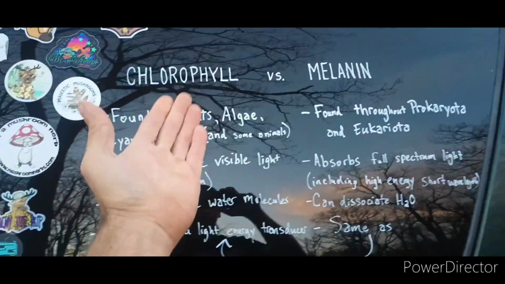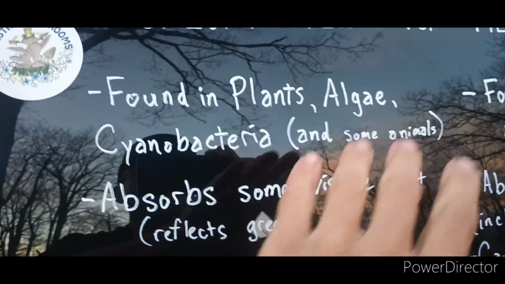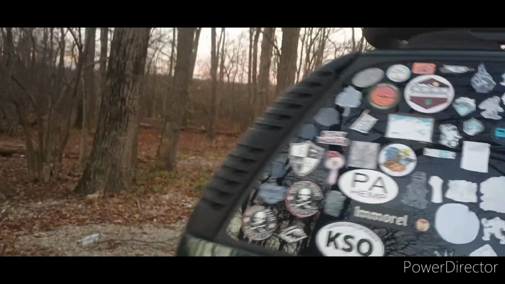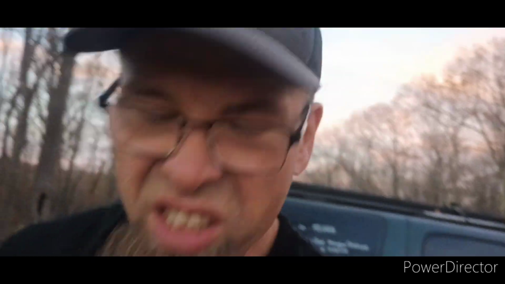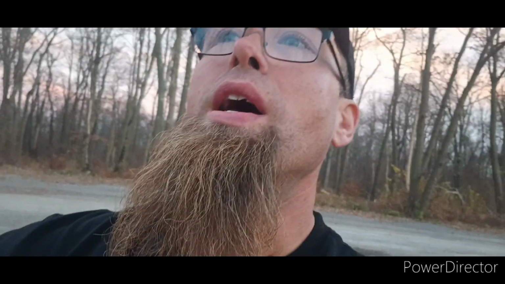Let's compare chlorophyll versus melanin. Well, chlorophyll we know is found in plants, also algae, cyanobacteria, and some animals. I think it's sea slugs or sea cucumbers or something. There's a marine animal that actually, through its diet, I think it eats algae or some kind of chlorophyll-containing life, that ends up taking that chlorophyll and moving it to its own skin. So I had to include that on there.